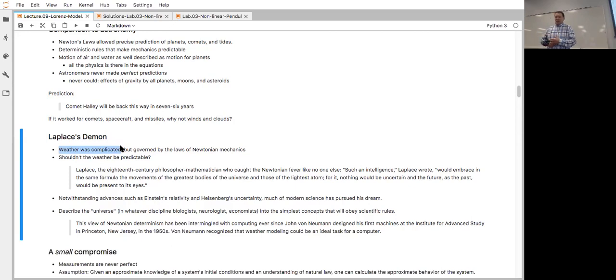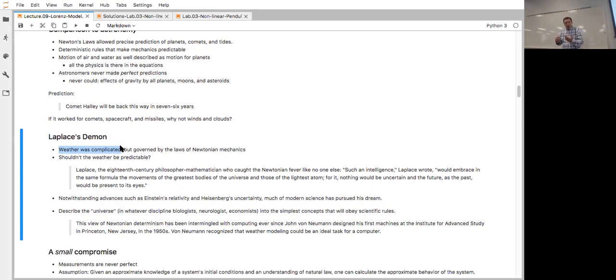Here's some science philosophy for you. I'm talking about a guy named Laplace, the 18th century philosopher and mathematician who caught the Newtonian fever like no one else. He imagined a character, now called Laplace's demon. Such an intelligence, Laplace wrote, would embrace in the same formula the movements of the greatest bodies of the heavens and those of the lightest atom. For it, nothing would be uncertain, and the future, as the past, would be present to its eyes.